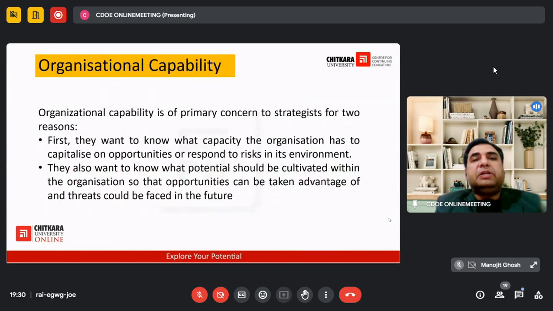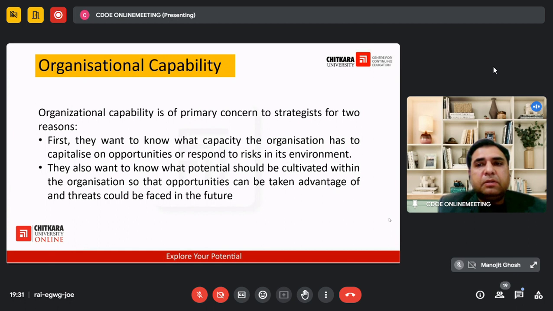Now comes your organizational capabilities. Now we have competencies; we see how organizational capabilities help cater to the strategic advantage profile. Organizational capability primarily concerns two kinds of strategies. First, they want to know what capacity the organization has for its opportunities, and how quick they are to respond to the risks in the environment. It is very clear to an organization.